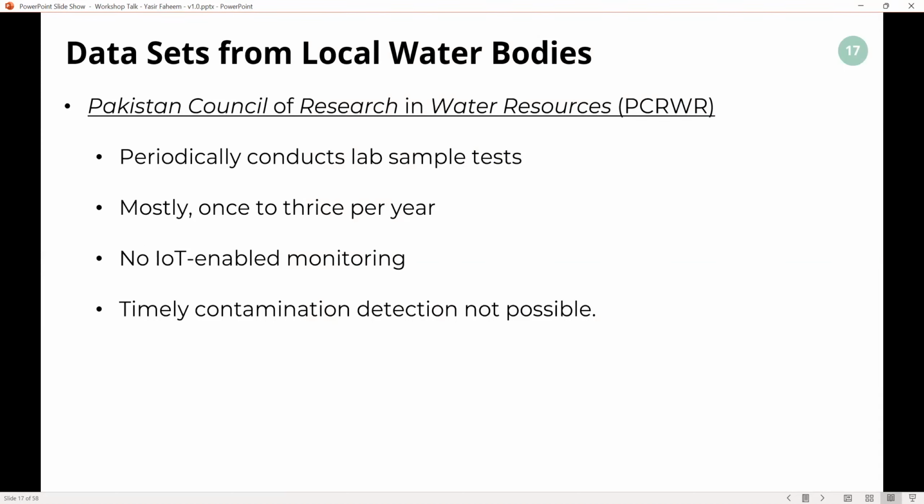The problem is, if you are collecting data thrice a year, and the water gets contaminated by fertilizers, by industries, or by some other chemicals for the 4 months before another test gets conducted, people will be drinking that contaminated water, and we won't be doing anything. So they don't have any IoT-enabled monitoring system. One of our aims is to develop such a system. As all things are done manually after a period of 3 or 4 months, timely contamination detection is not possible.